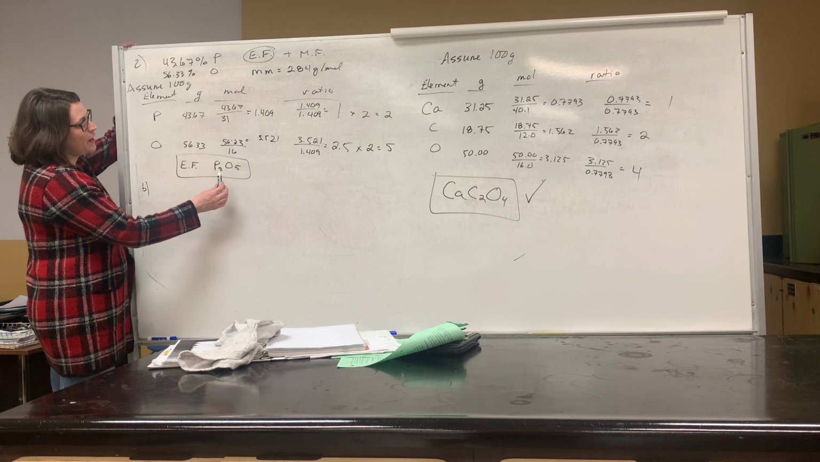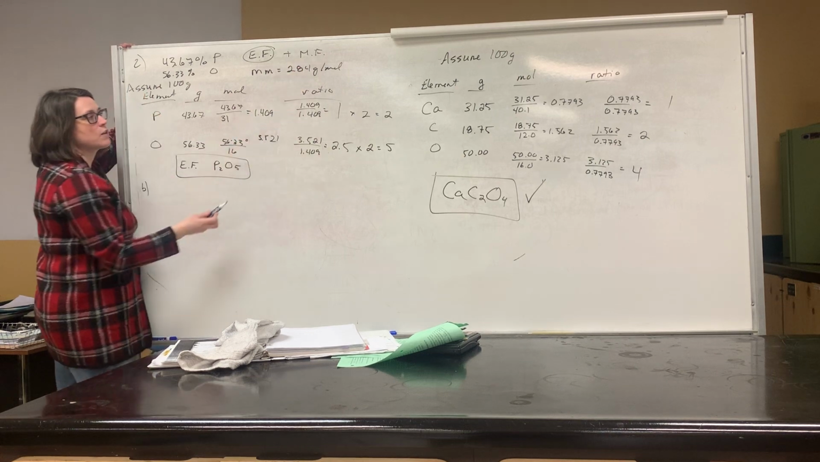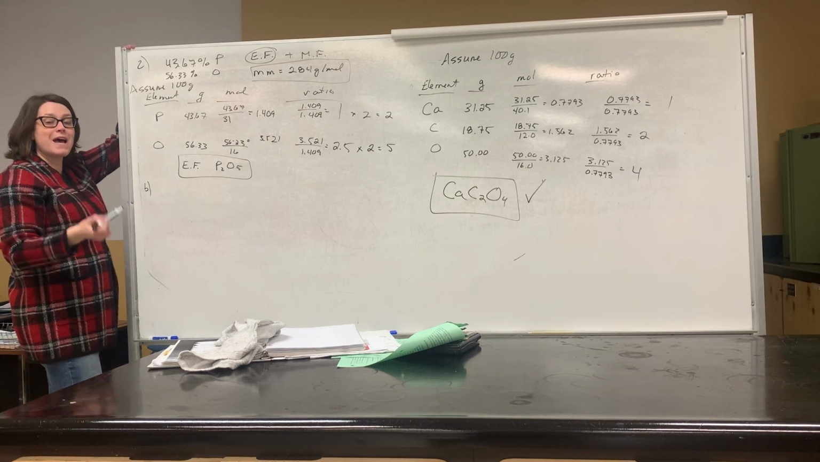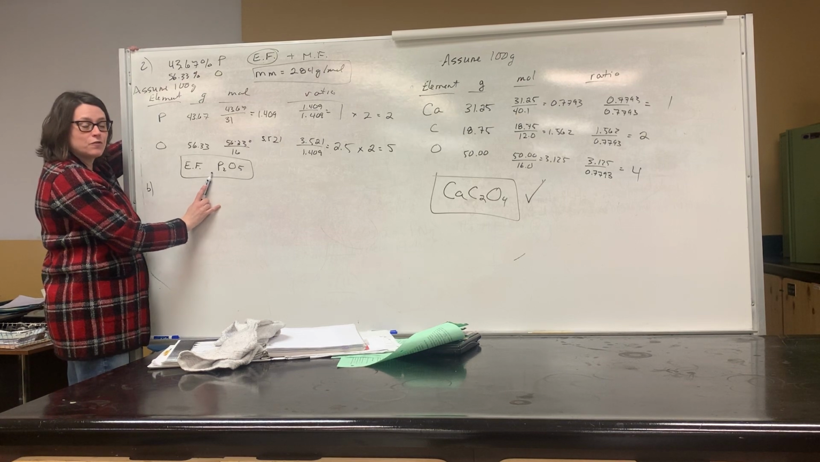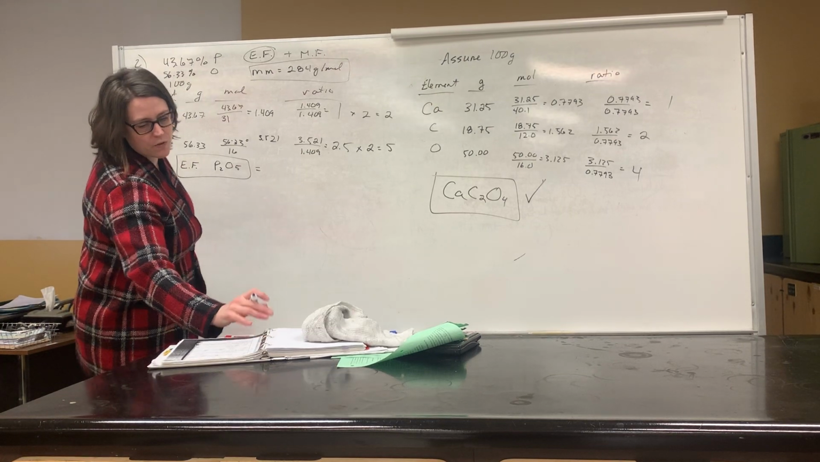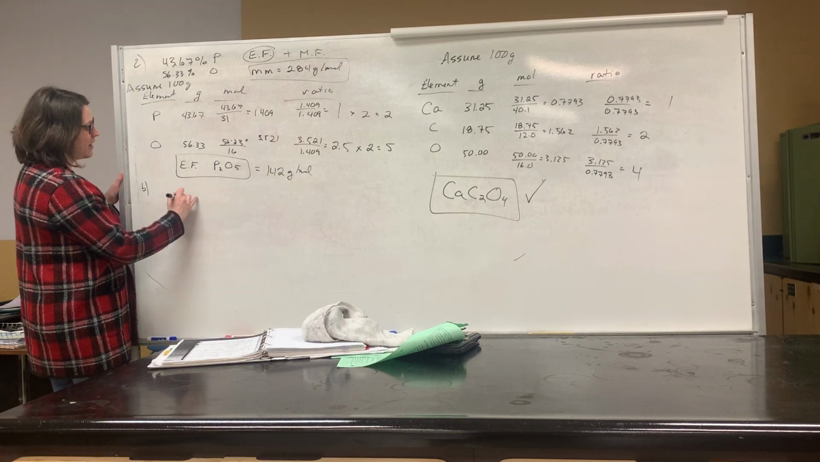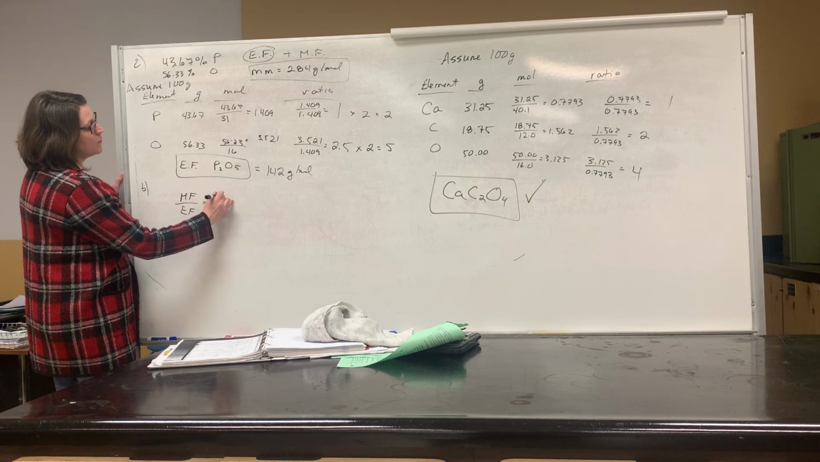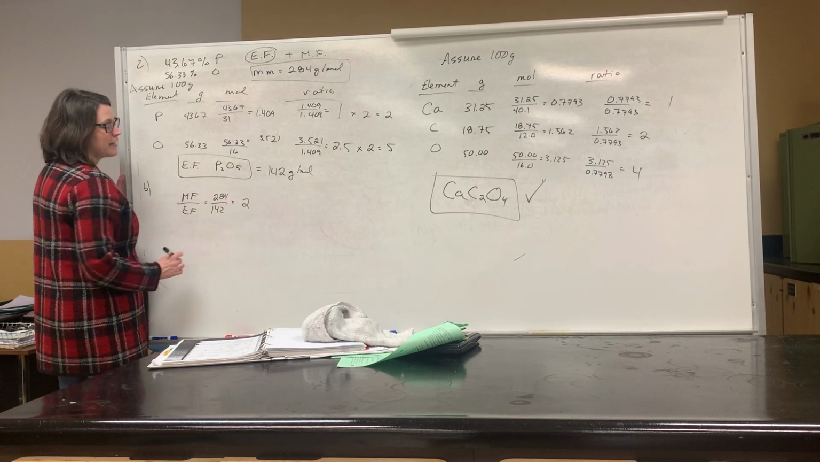Now, I want to figure out how the empirical formula is related to the molecular formula. I've got 284 grams per mole as the mass of the molecular formula. So can I figure out what the mass is of the empirical formula? Yes, I can. If I add those up from the periodic table, it is going to be 142. So now, if I take the molecular formula mass divided by the empirical formula mass, 284 divided by 142, I get an answer of 2.